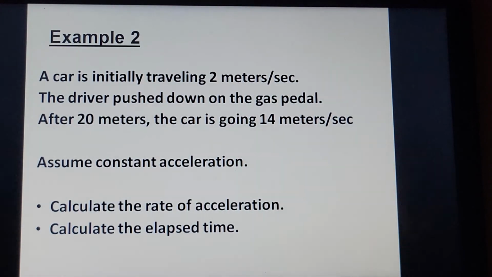Example 2 is basically the same problem, only in this case, instead of giving the time, we're going to give the displacement. So he starts by going 2 meters per second. 20 meters down the road, he's going 14 meters per second, assuming constant acceleration. You have to assume that. Those particular kinematic equations are only valid if you have constant acceleration. So we're going to assume that. We're going to calculate the rate of acceleration and the elapsed time.